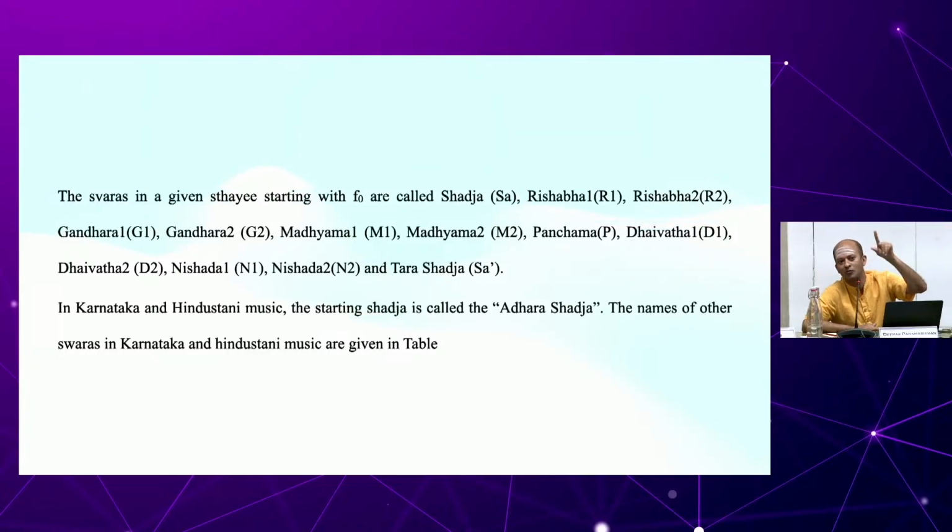Because each slot will have Sa and Pa fixed, Re will have 3 values, and Ga will have 3 values, Ma will have 2, and so on. So you will get altogether 72 ragas.